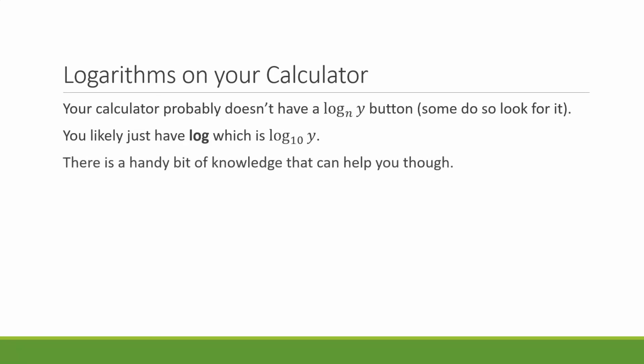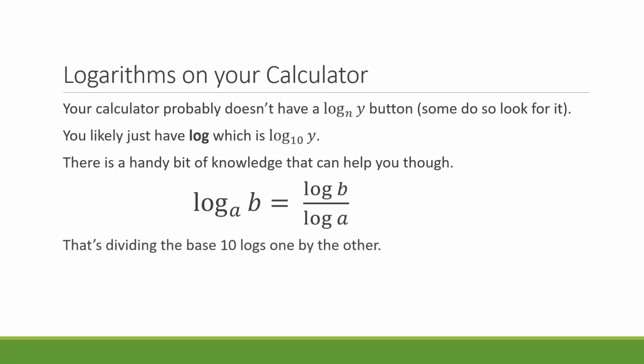There is a handy bit of knowledge that can help you though, and that is that log base a of b is equal to the log of b over the log of a. So that means the log base 10 of b divided by the log base 10 of a gives you the log base a of b. Sounds like a whole bunch of letters, but it works. That's dividing the base 10 logs one by the other.